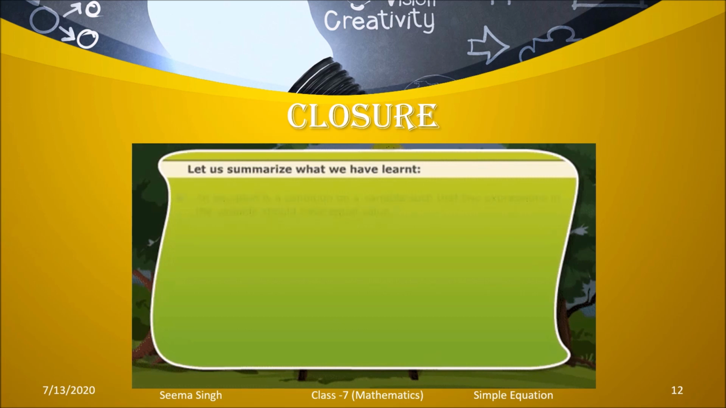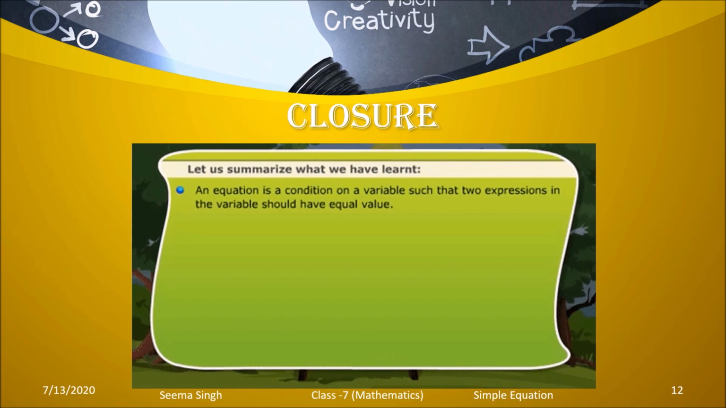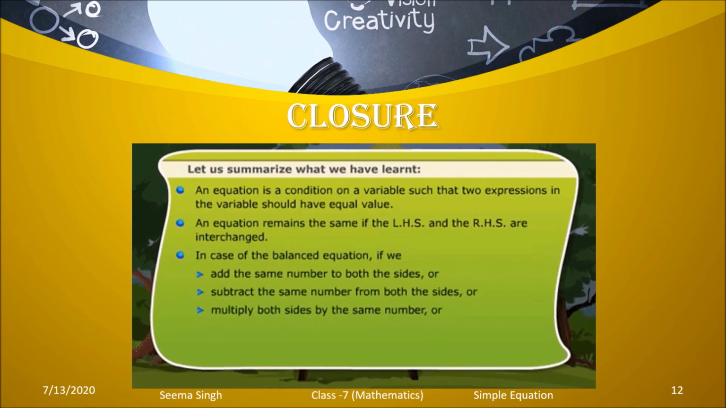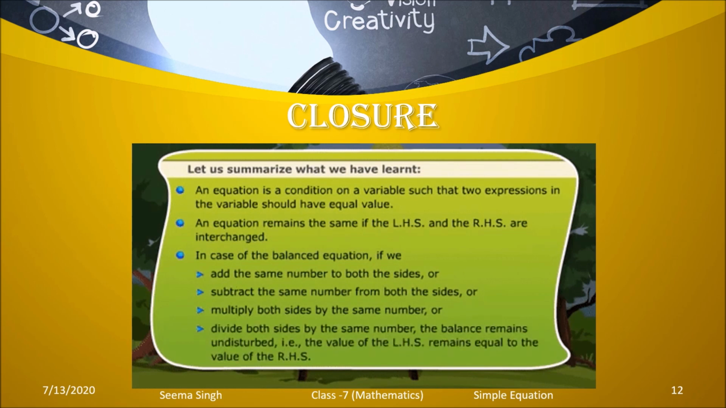So let's wind up and summarize what we have learned. An equation is a condition on a variable such that two expressions in the variable should have equal value. An equation remains the same if the LHS and RHS are interchanged. In case of a balanced equation, if we add the same number to both sides, or subtract the same number from both sides, or multiply both sides by the same number, or divide both sides by the same number, the balance remains undisturbed. That is, the value of LHS remains equal to the value of RHS.